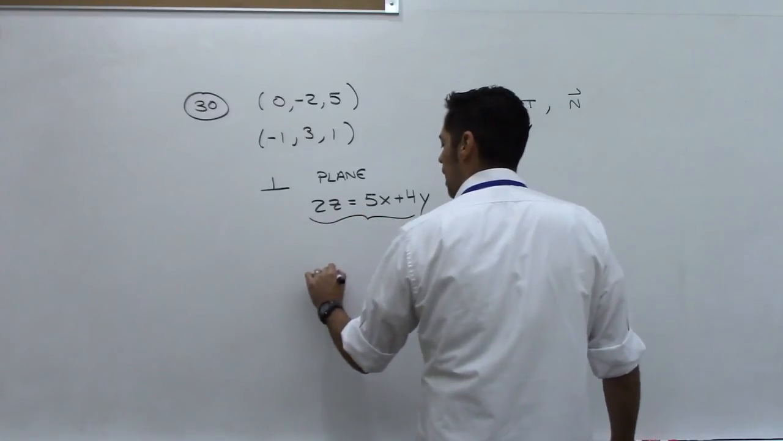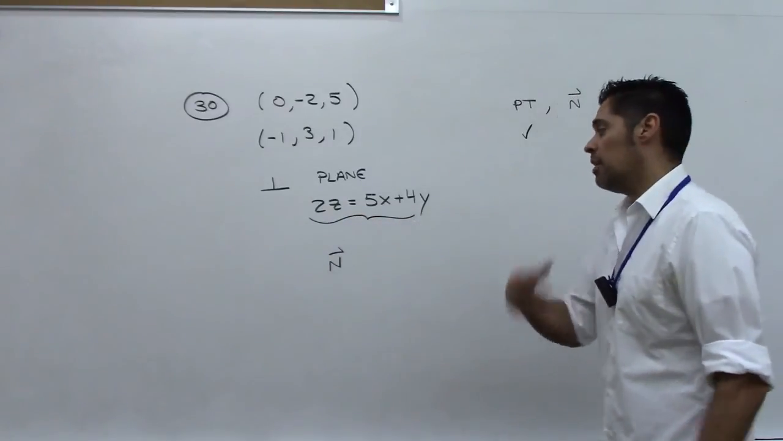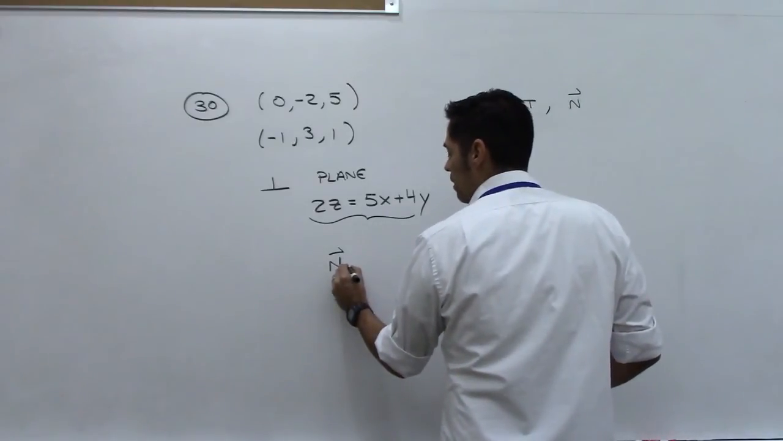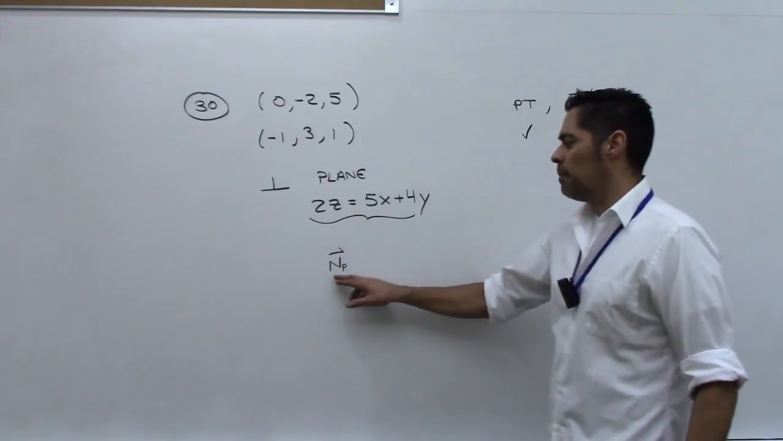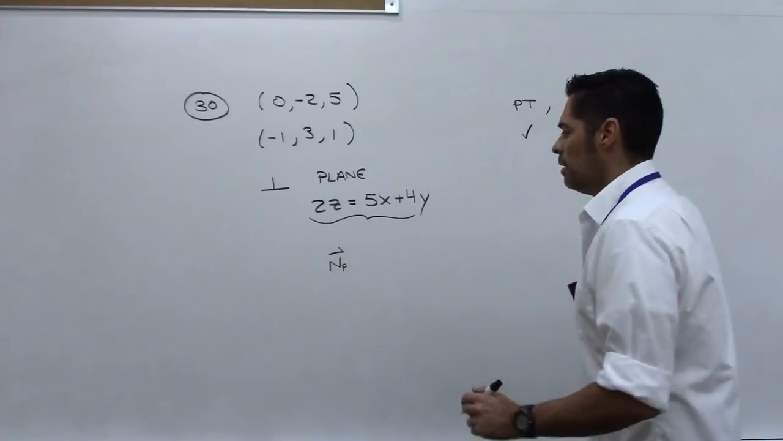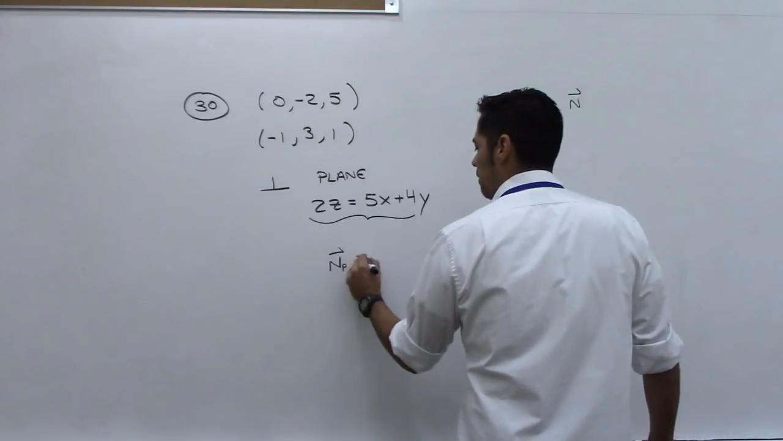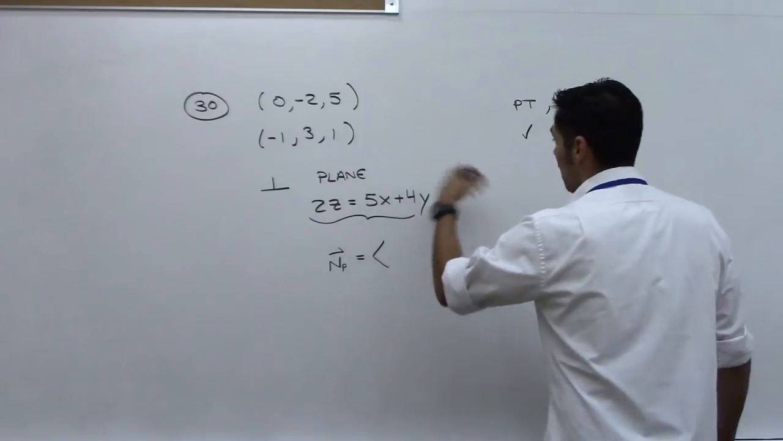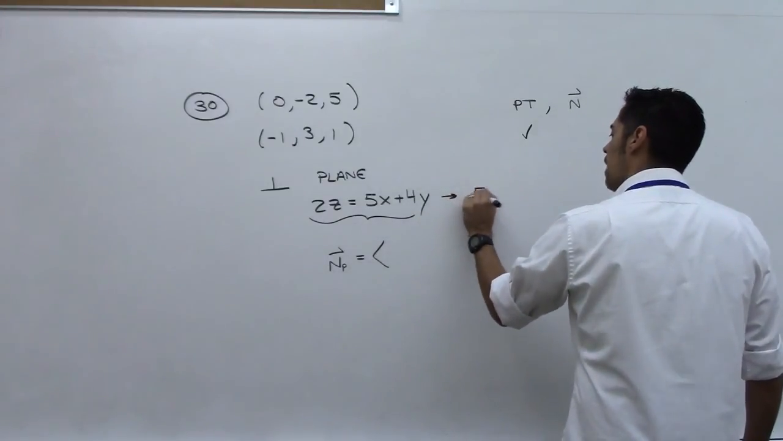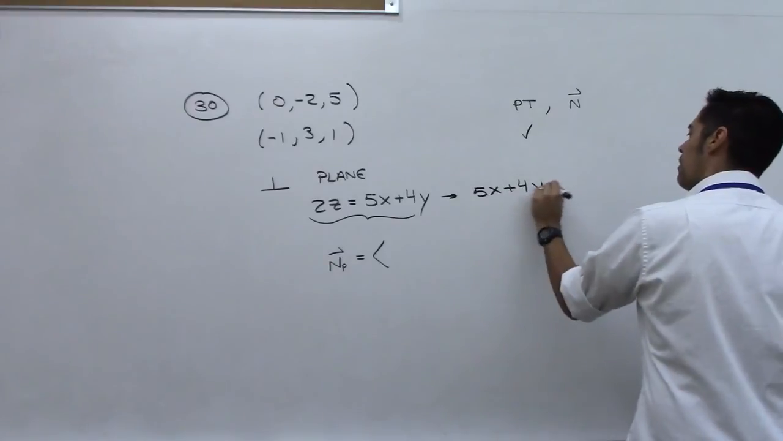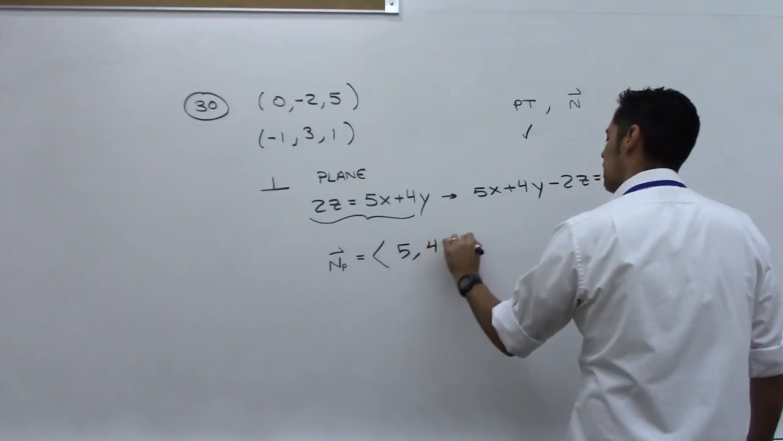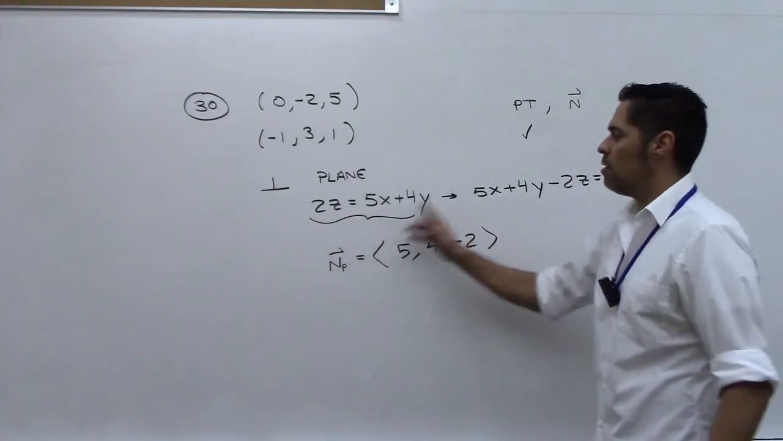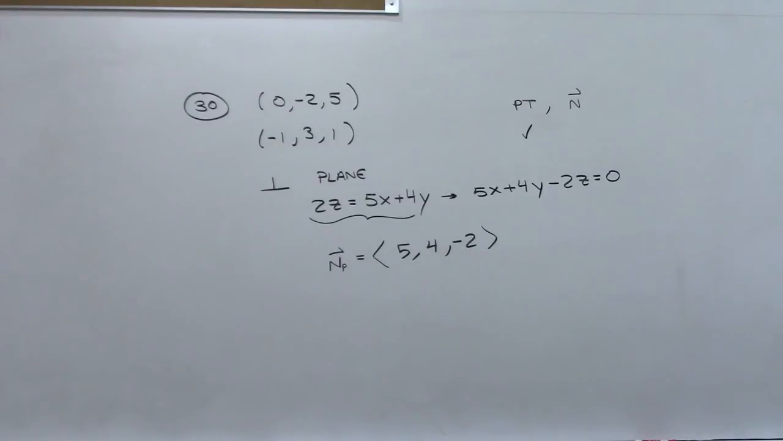What is the normal vector of this plane? Now, I don't want to confuse it with the normal vector of the plane I'm looking for. So I'm going to call this n sub p, so everyone knows this is the normal of the perpendicular plane. The p is for perpendicular. Let's get everything to one side first. So 5x plus 4y minus 2z is 0. So the normal vector is 5, 4, negative 2. If you didn't move the 2z over, you wouldn't have got that it was negative. So there's the normal of the perpendicular plane.